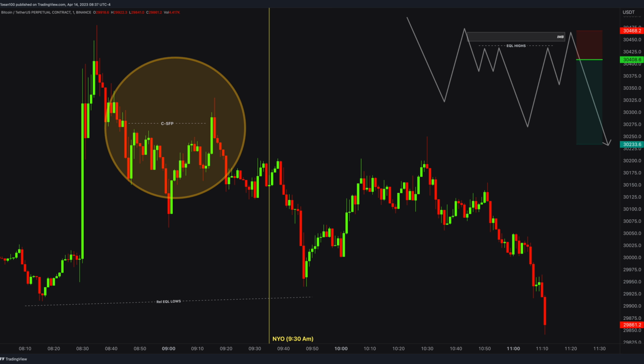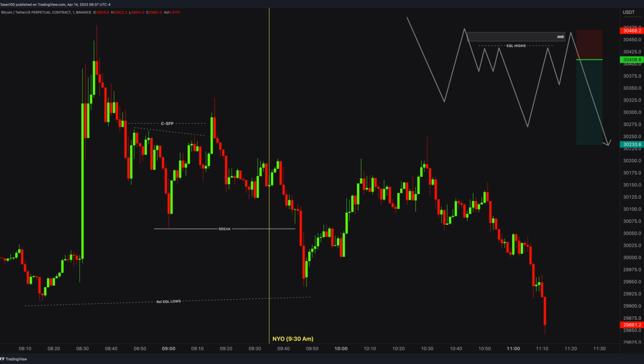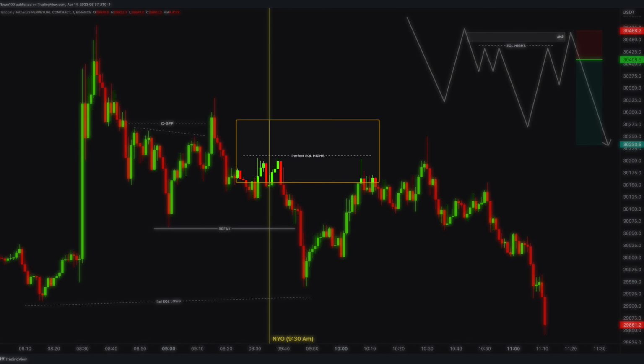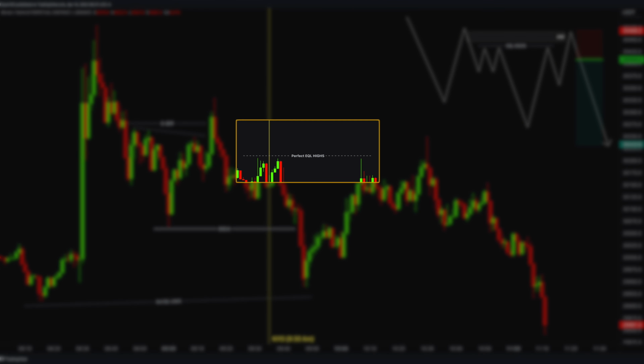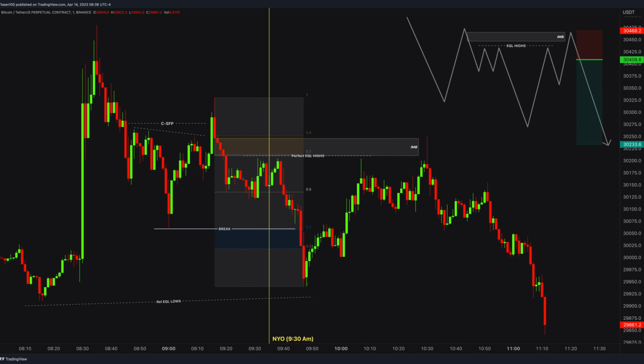Notice this considerable swing failure pattern right here, which actually hunts this internal liquidity. Then the price strongly breaks downward. Okay, check this perfect equal highs, which is combined with tiny imbalances right above it, if you check different time frames. For extra confidence, use your optimal trade entry. Beside all this, a swing failure pattern is noticeable here.